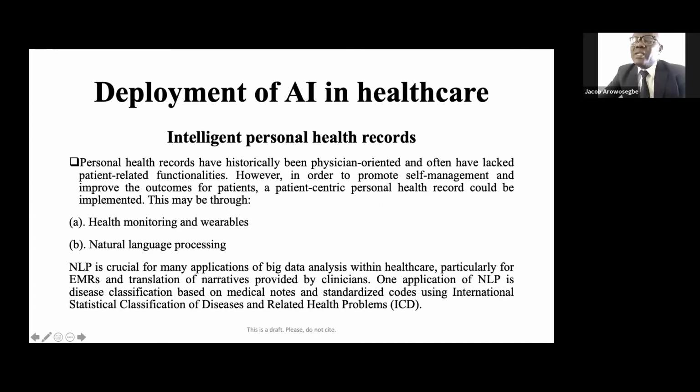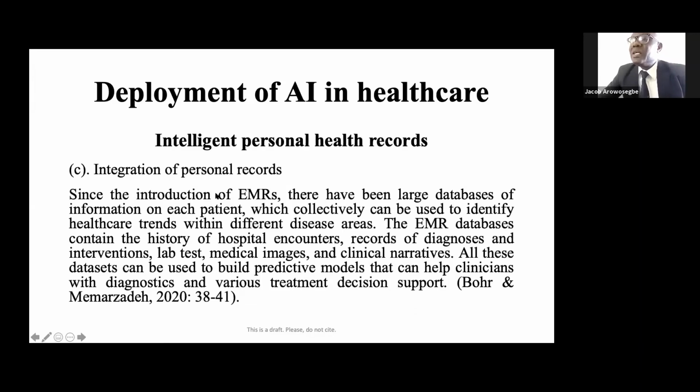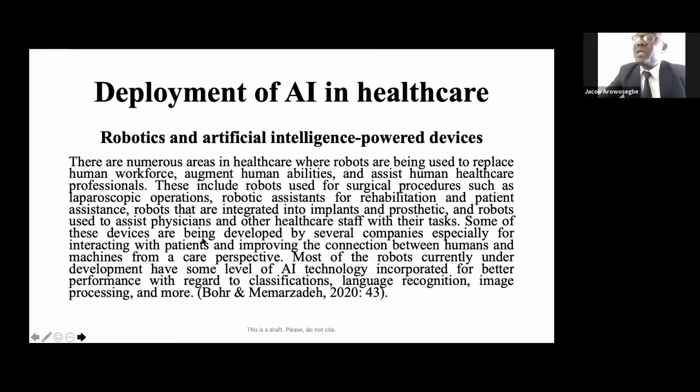This may be achieved through health monitoring and wearables, and also through natural language processing, or NLP, which is being used for many big data analyses within healthcare, particularly for EMRs, that's electronic medical records, and translation of narratives provided by clinicians. And then next is in the area of robotics and artificial intelligence-powered devices. This area is also very important in surgical procedures, and also to assist physicians in other areas, and even to assist patients.